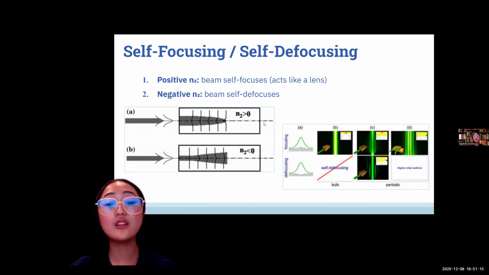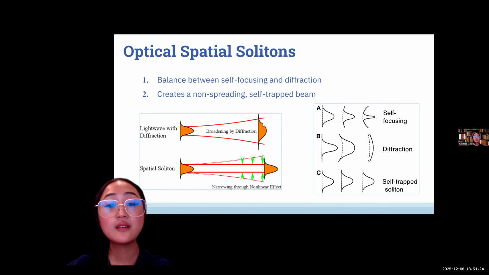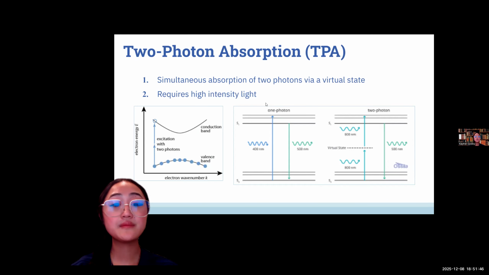So let's say if the nonlinear refractive index, n2, is positive, the medium acts like a positive lens, and this focuses the light intensely. When this self-focusing tendency precisely compensates for the natural spreading or diffraction of a beam, a phenomenon called self-trapping can occur. This leads to the formation of what are called spatial solitons. These are stationary, stable solutions that hold their shape.